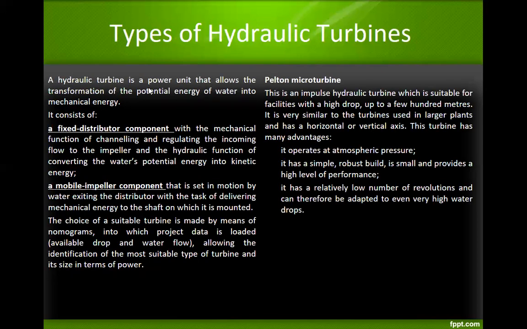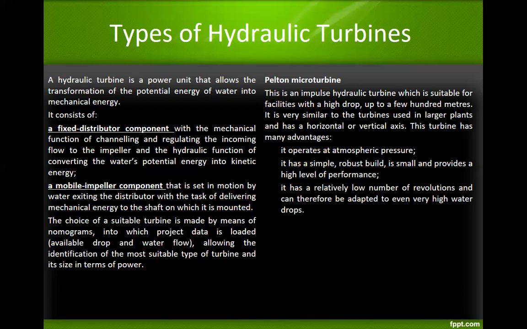What are the types of hydraulic turbine? So, meron. A hydraulic turbine is a power unit that allows the transformation of potential energy of water into mechanical energy. It consists of a fixed distributor component with the mechanical function of channeling and regulating the incoming flow to the impeller and the hydraulic function of converting the water potential energy into kinetic energy.